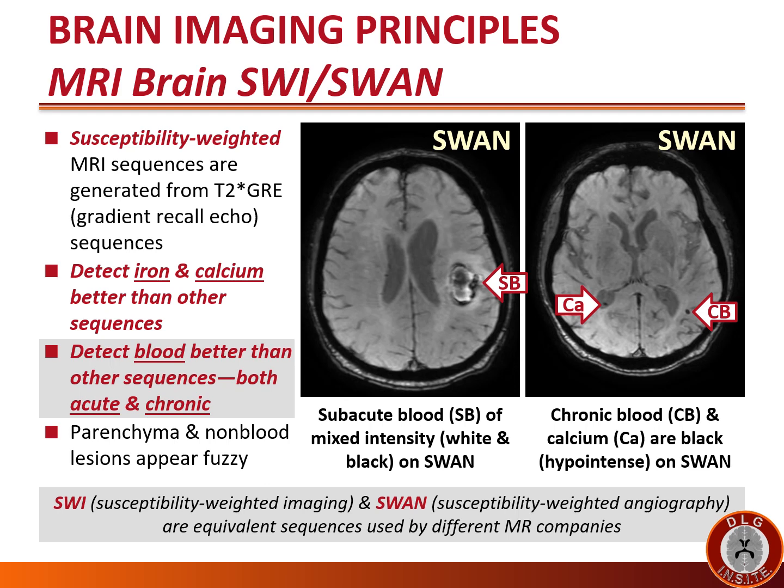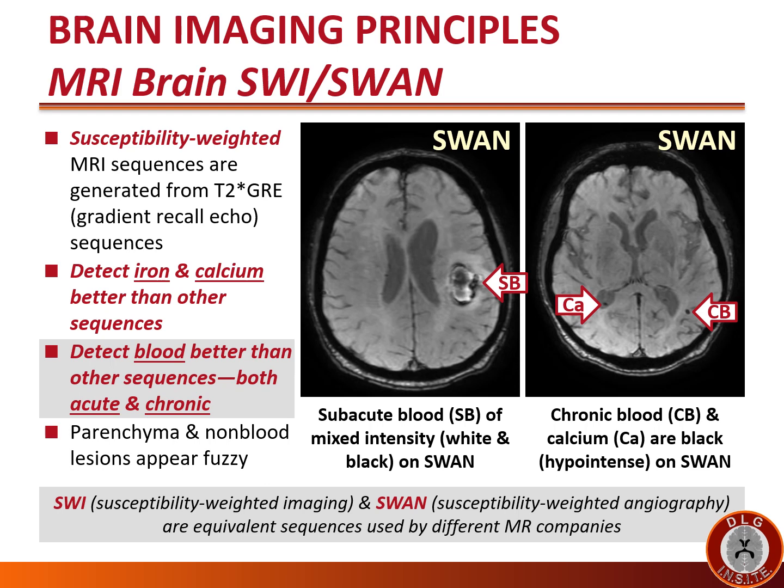SWI or SWAN images are susceptibility weighted MRI sequences generated from T2 star GRE or gradient recalled echo sequences. SWI or SWAN images detect iron and calcium better than other sequences. They detect blood better than other sequences, both acute and chronic. The parenchyma and non-blood lesions appear fuzzy.